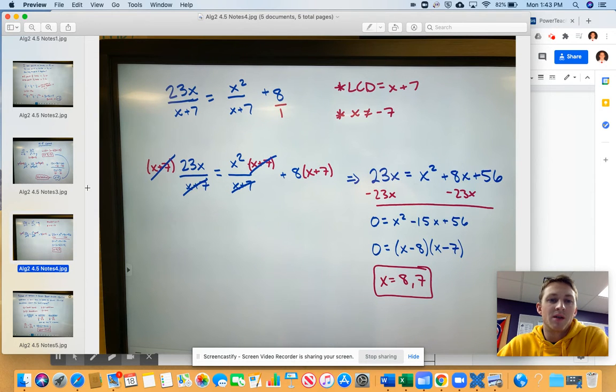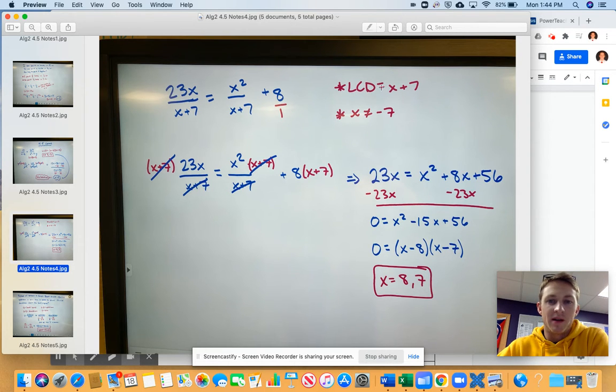In our second example, we have two fractions and a whole number, which can be written over 1 if you want. And we still need to find the LCD, so we need an x plus 7. We've already written down one x plus 7, so we're good there. And 1 goes into anything, so our LCD is just x plus 7. Which means we have a restriction of negative 7, because that LCD can't be 0.